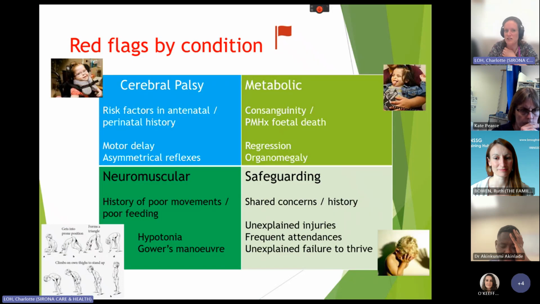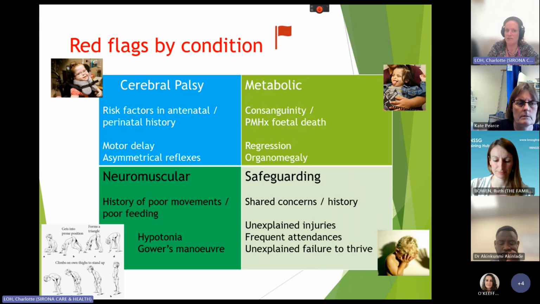Obviously, because it's a group of conditions, there may be particular red flags by condition. And I've put a summary of these at the end for your perusal after the presentation. But for example, in cerebral palsy, there might be a particular risk factor in the antenatal or perinatal history, motor delay and asymmetrical reflexes. Then metabolic, regression and organomegaly are particularly important.